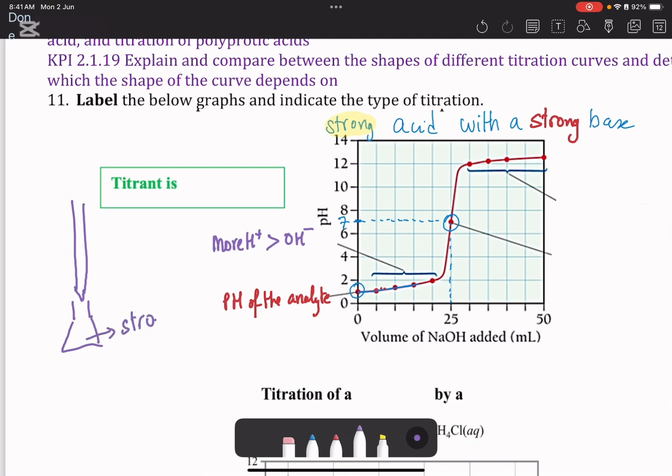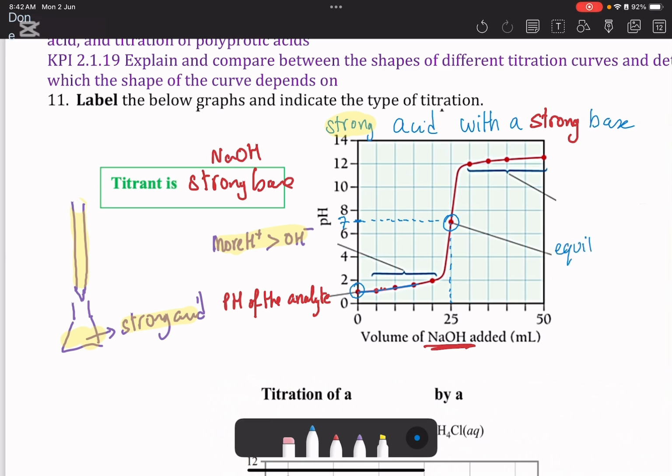Here I'm adding the strong acid. And here I am adding the titrant. So the titrant here, I must say, is the strong base, which in this case is NaOH. So first, at this point, we are still in a medium that is acidic. That's why I'm saying H plus is more than the OH minus.